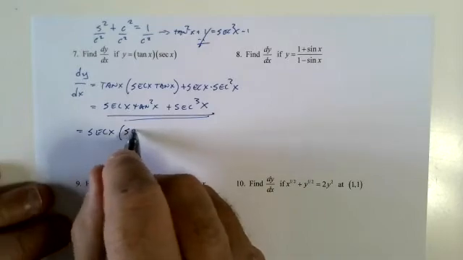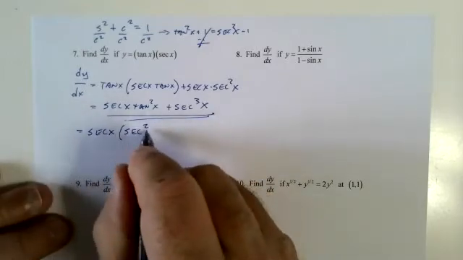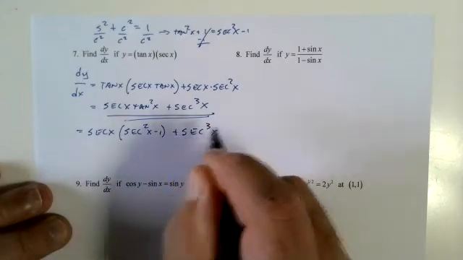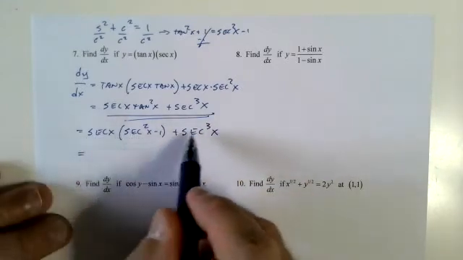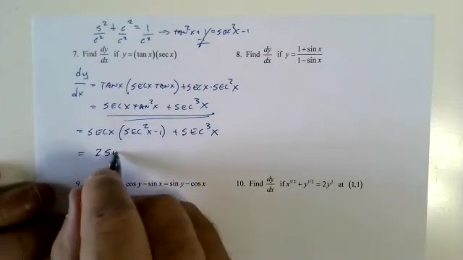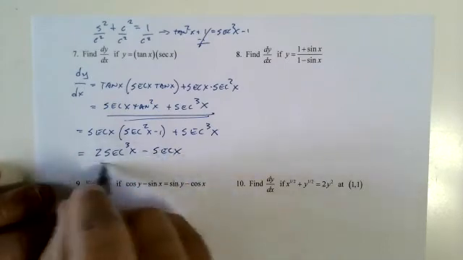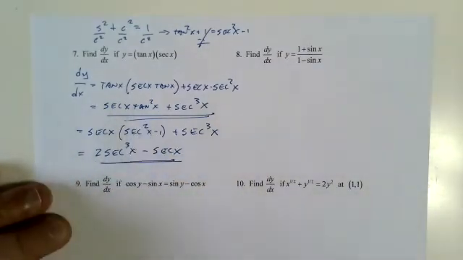And again, if you want to finish there, you're done. This is me more or less showing off. Equals secant to the third plus secant to the third, 2 secant to the third x minus secant x. Is that simpler? No, not really.